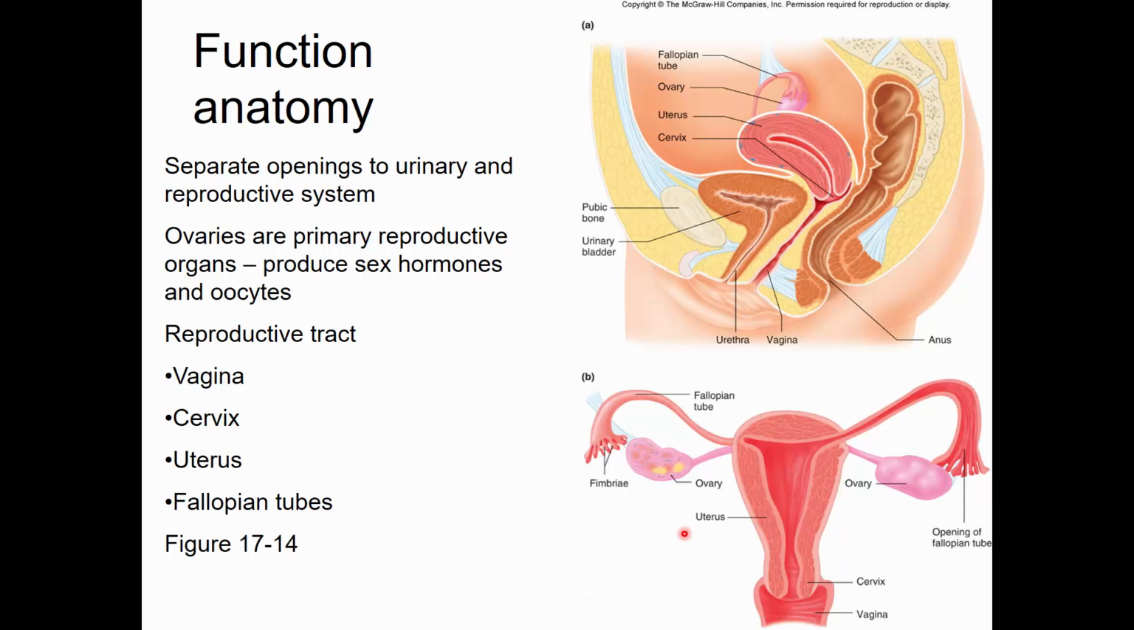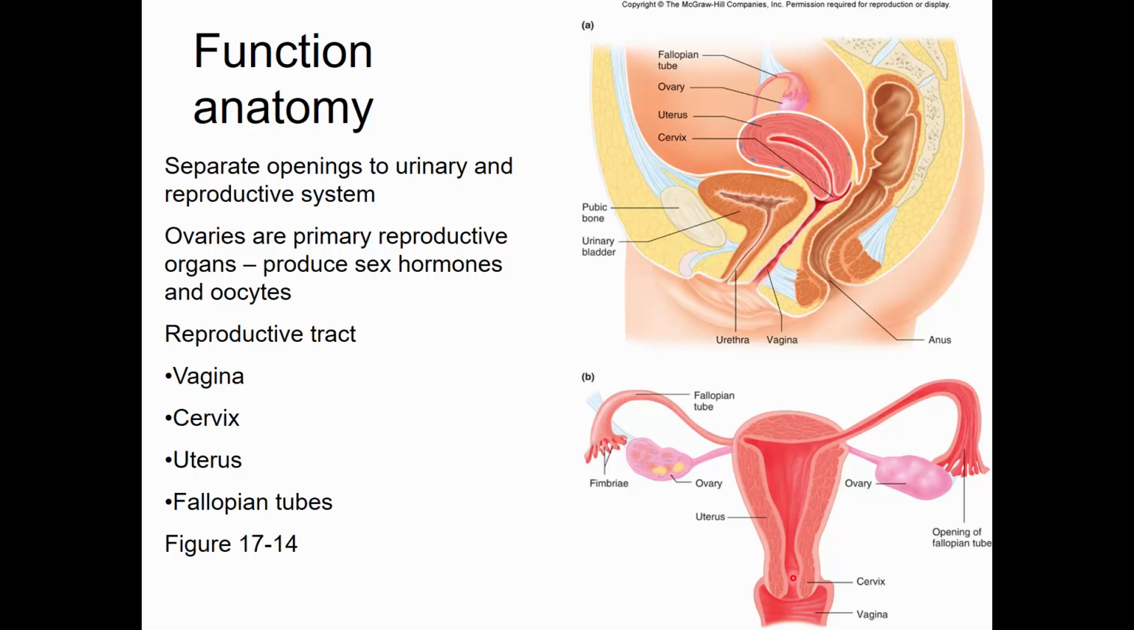So here's a side view of the female reproductive tract. Notice that females have a separate opening for the reproductive tract from the urinary tract. Remember, males are sharing this long urethra. Females have a shorter urethra, which makes them more vulnerable to bladder infections than males. And then here's the vagina. There's the cervix. The opening in the cervix is called the os. There's the lumen of the uterus. Most of the uterus is the smooth muscle myometrium.